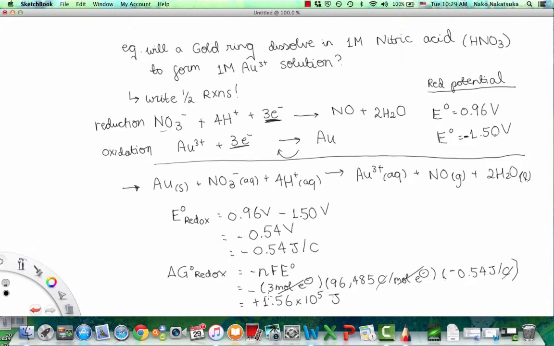So now we can see that since delta G is positive, gold would not dissolve in 1 molar nitric acid because it's not a spontaneous process. It's not going to happen. Even before we did this calculation, we could have actually been able to tell by looking at the electrical potential value, right? Because this has to always be positive for a reaction to be spontaneous, and delta G has to be negative for a reaction to be spontaneous. But here I walked you guys through both of these calculations so you can just see how it's done.